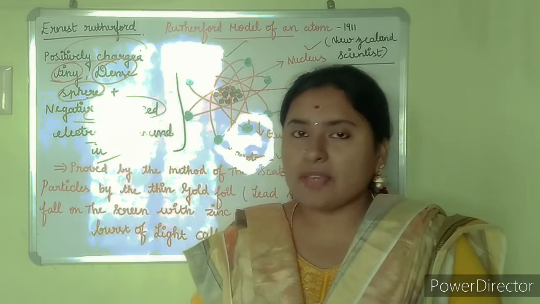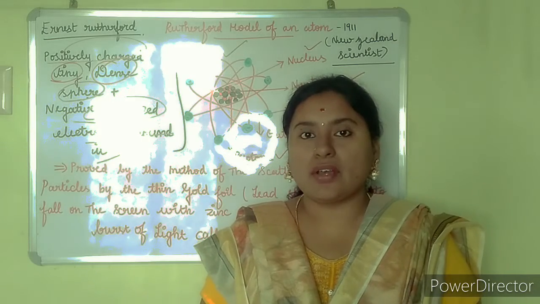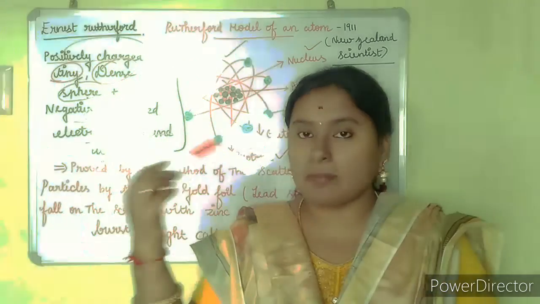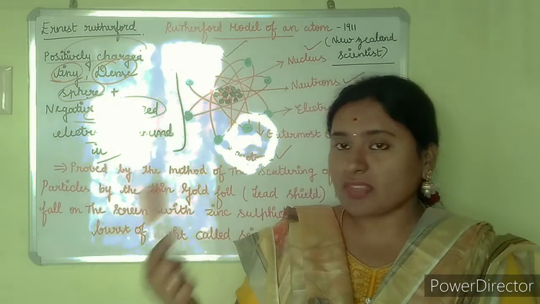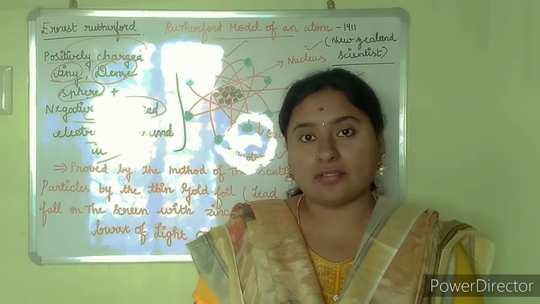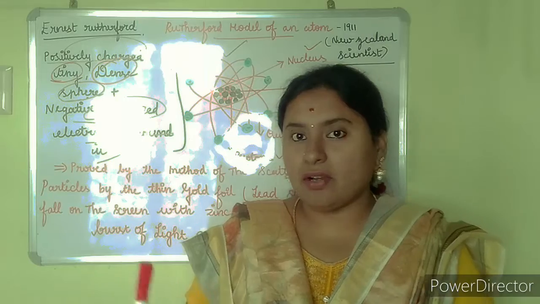You can ask me, for what reason, ma'am, do we have to pull out the electrons from the outermost orbit? There is a reason for that. If an atom needs to combine with another atom, it should either donate its electron, or otherwise it should gain an electron from the neighboring atom.